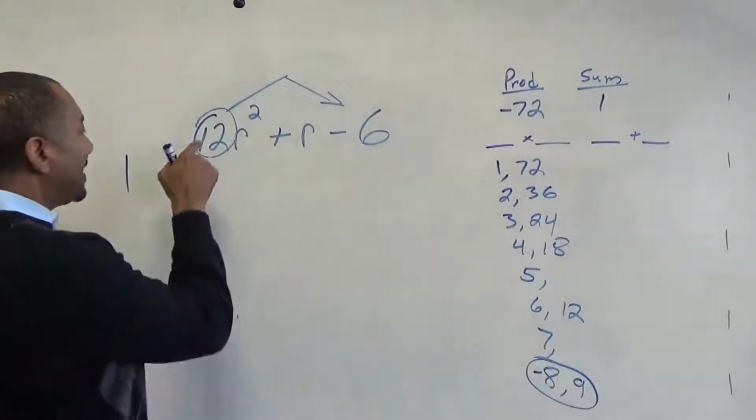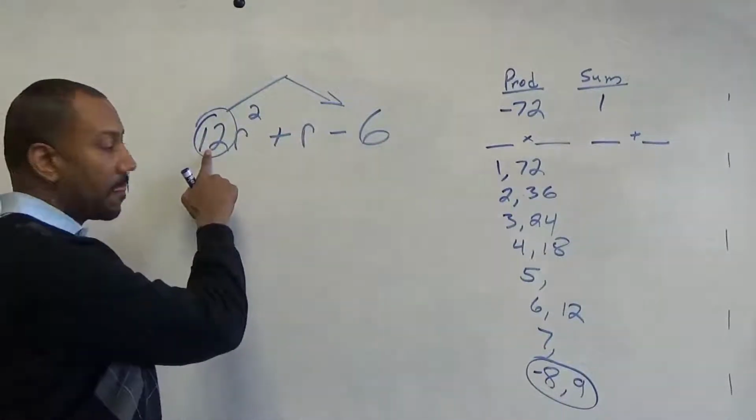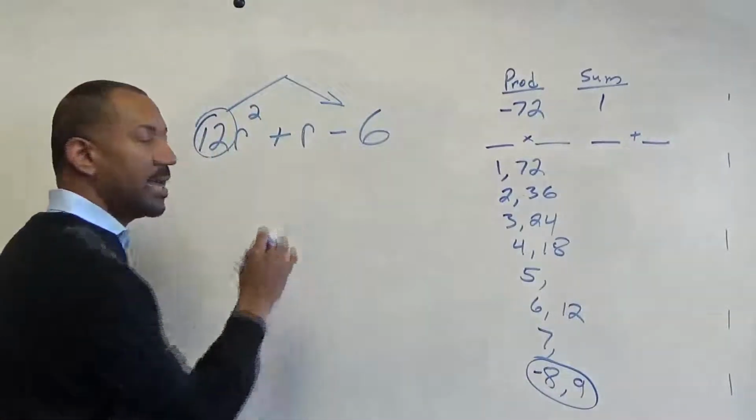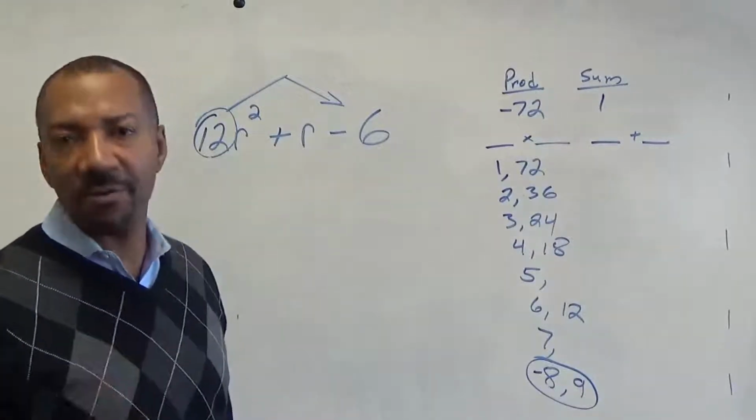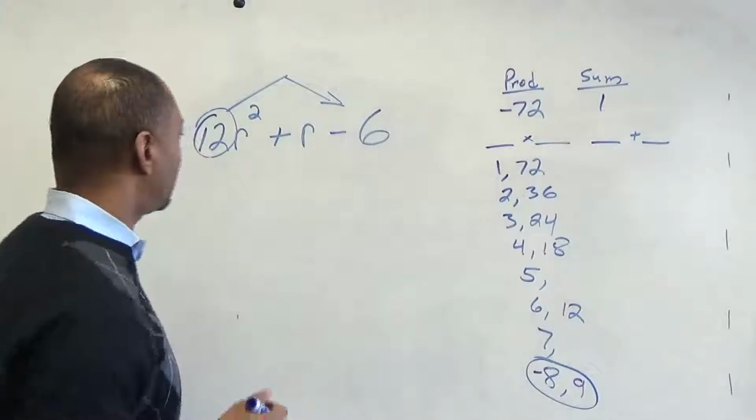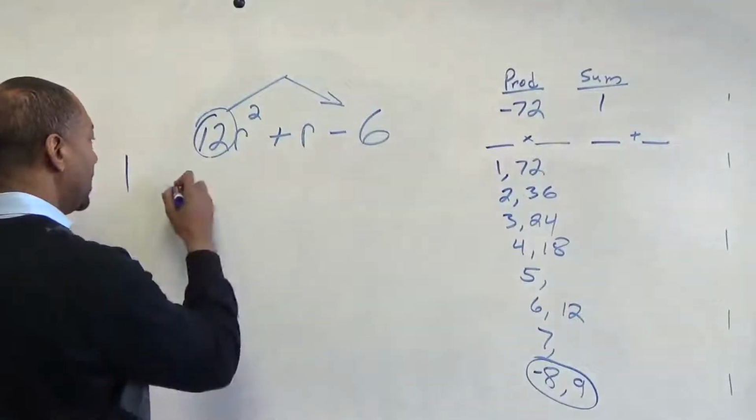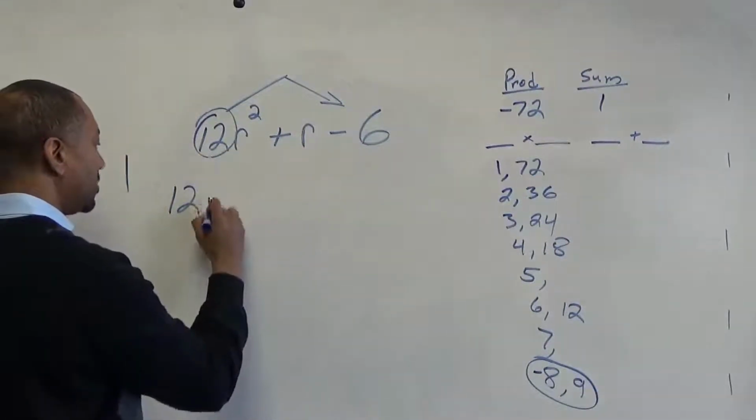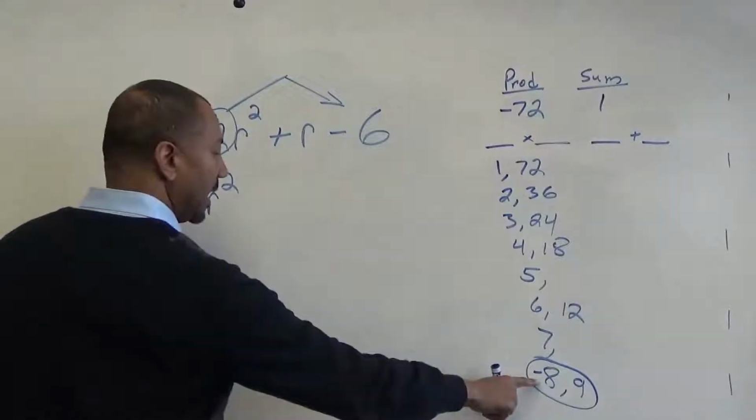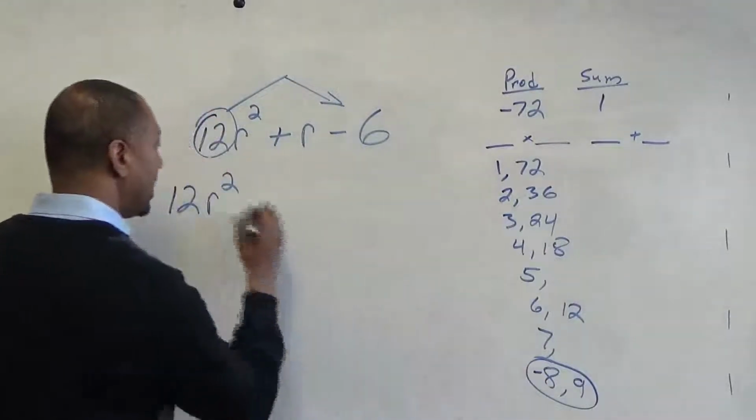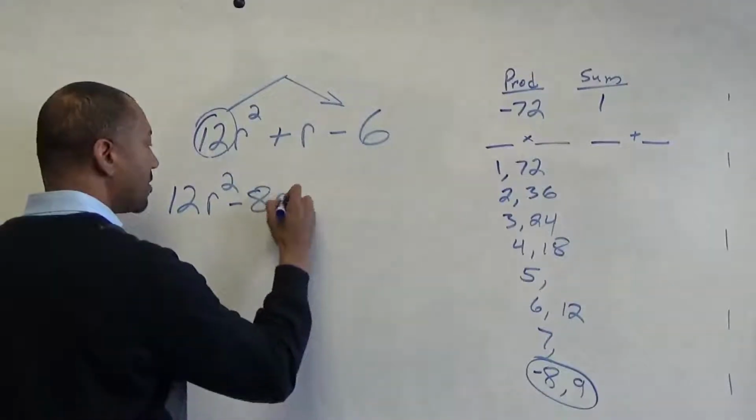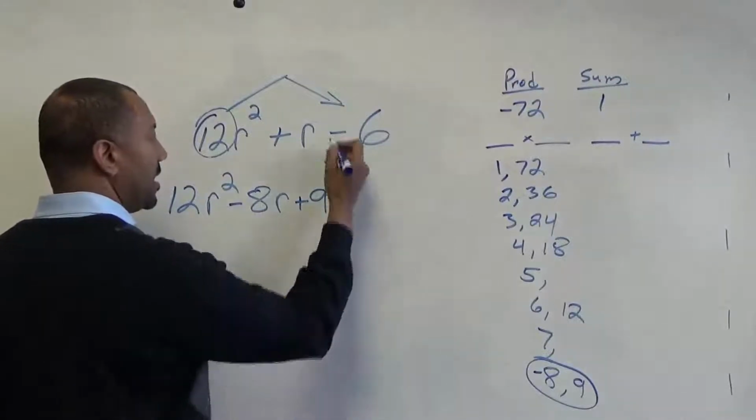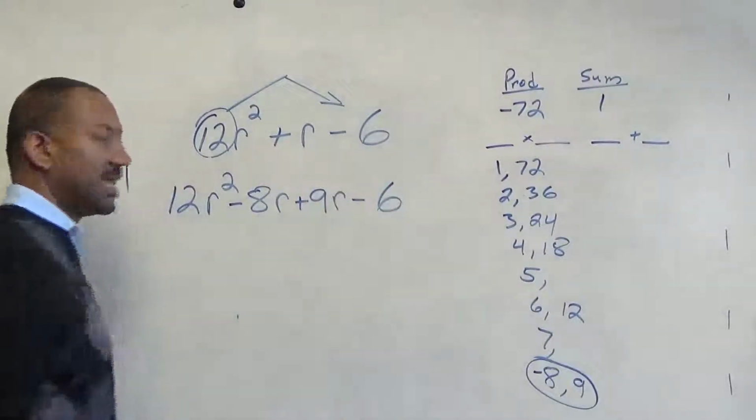Now, because this is not a 1, I'm going to use these two numbers to break up this middle term, and we will finish this problem off using grouping. So, nothing but the middle term will change. So this will stay, 12r squared. And I'll break that middle term up by saying -8r. That's a +9, so plus 9r. And the -6 stays the same.